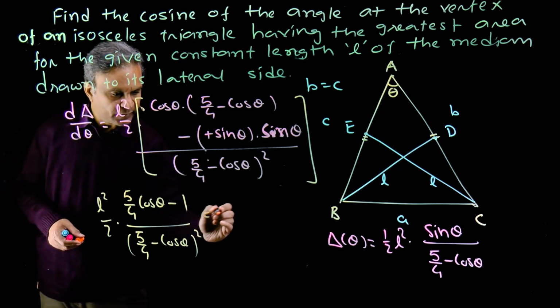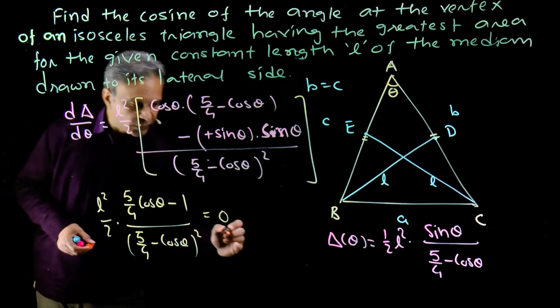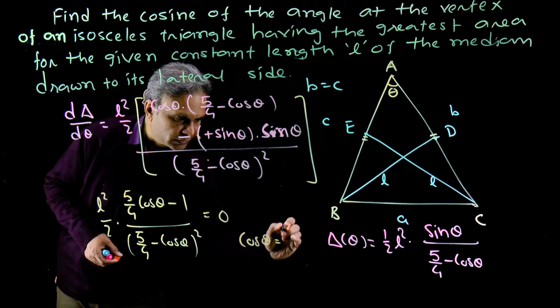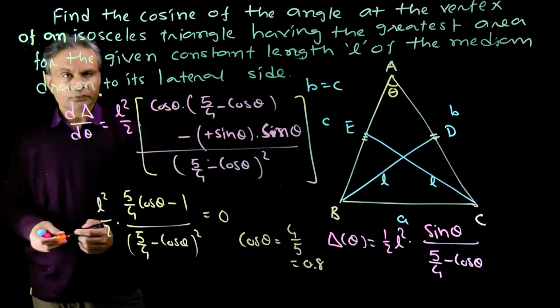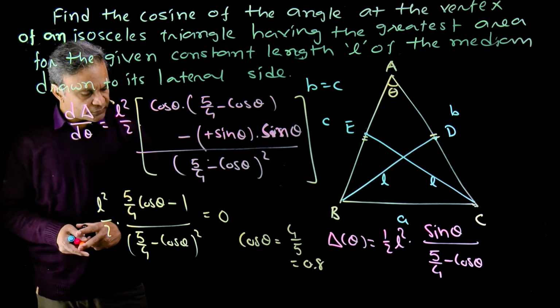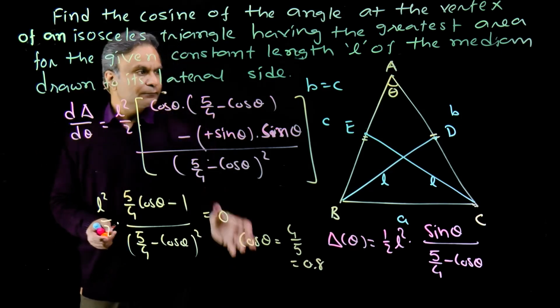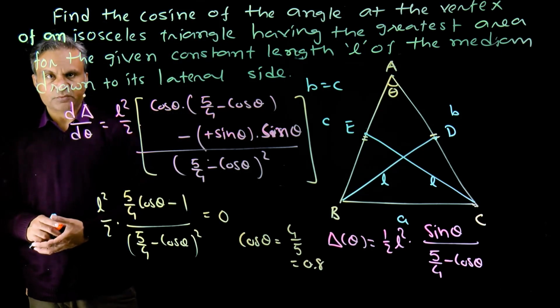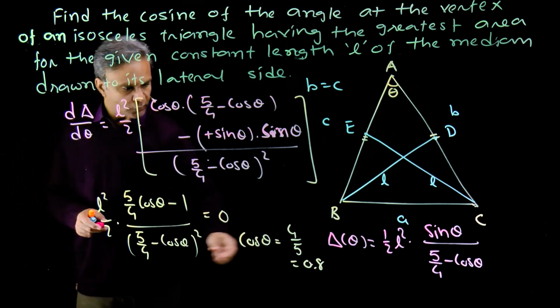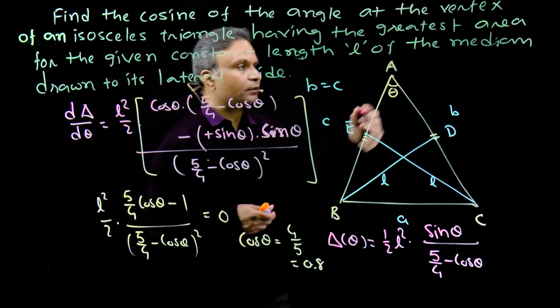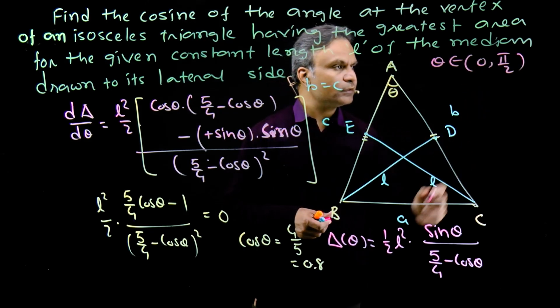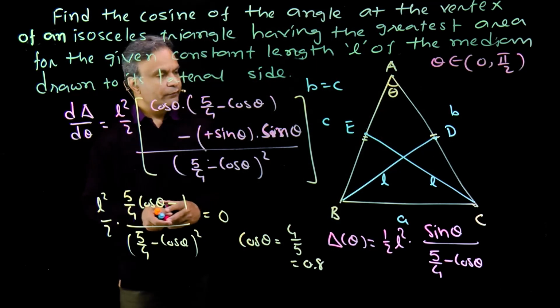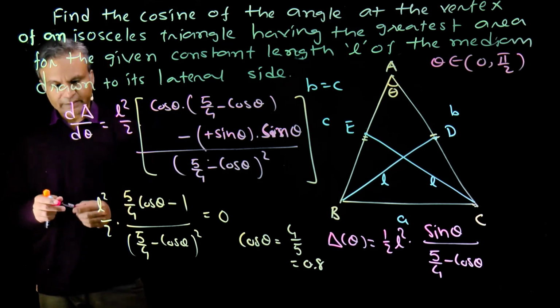Now we equate the derivative to 0, and we get the value of cos theta as 4 upon 5 or 0.8. This is the value of cos theta when the area will be maximum, because here the value of cos theta is positive, so angle theta lies in the first quadrant, in the open interval 0 to pi by 2, and in the first quadrant the cosine function is a decreasing function.